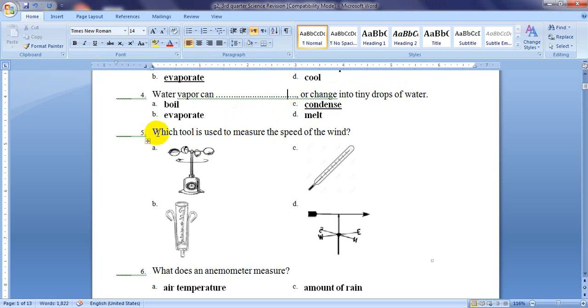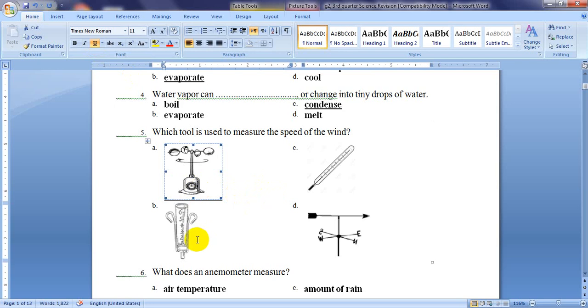Question number 5. Which tool is used to measure the speed of the wind? Is it a wind meter, rain gauge, thermometer, or wind vane? Of course, it's a wind meter.